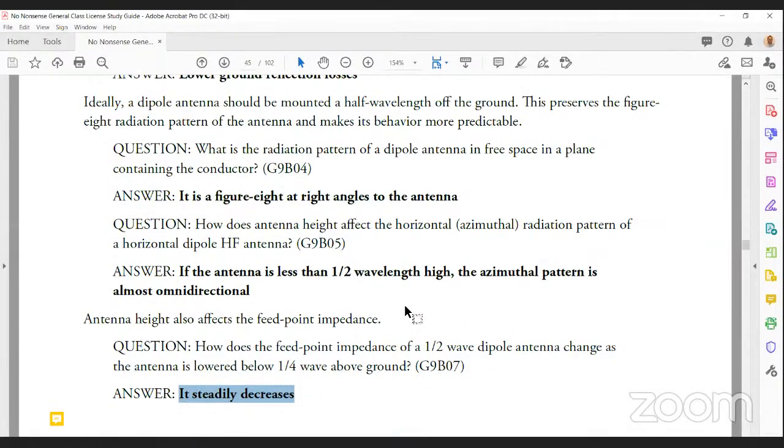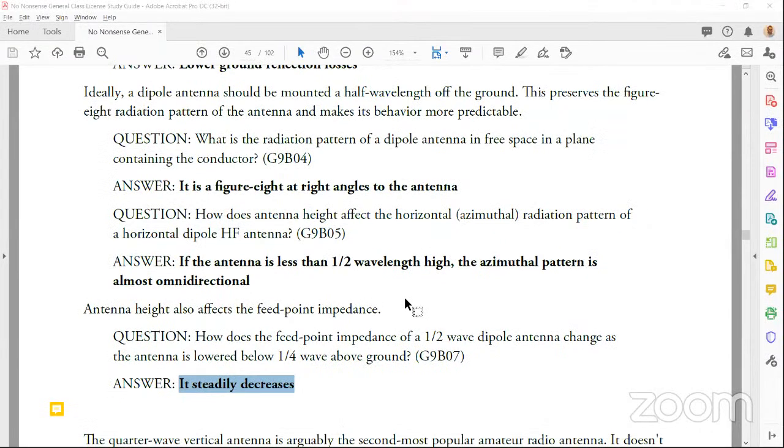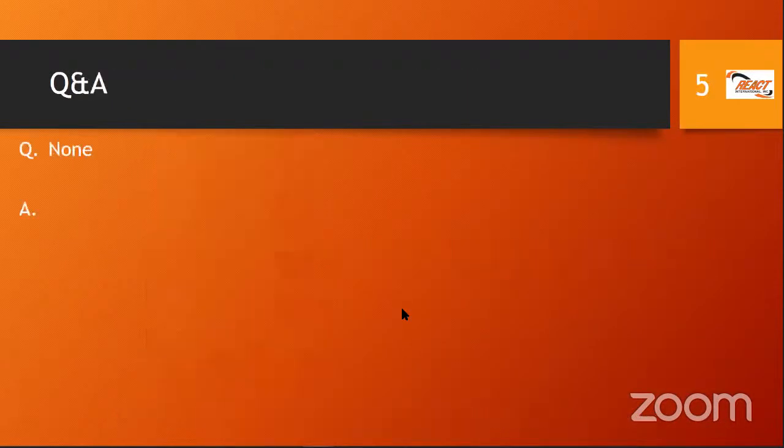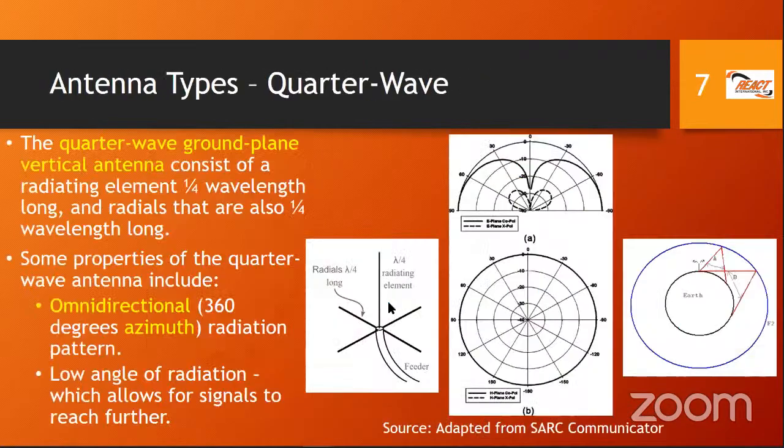All right, so let's go now to our slide deck and pick up some theory. Okay, so back to our trusty slide deck. We had no questions from the last class. All right, okay, good. Next.